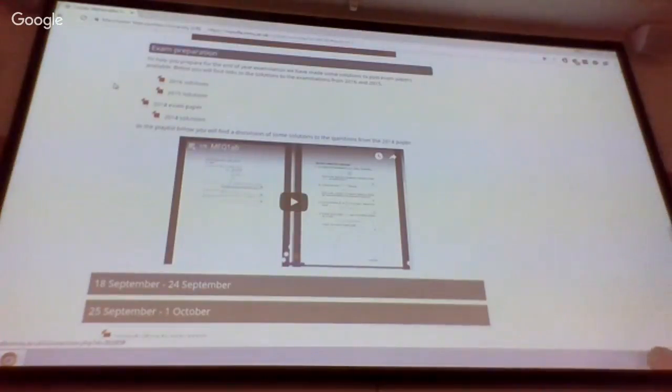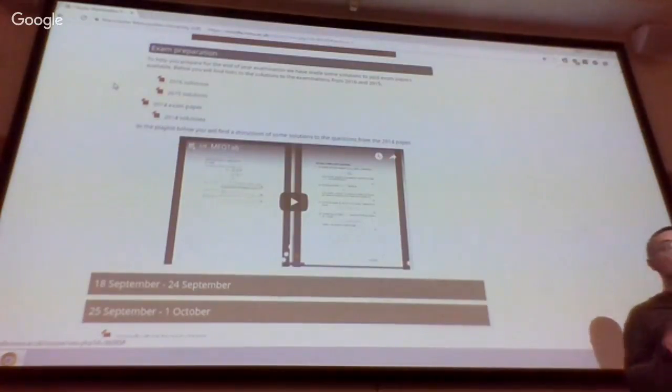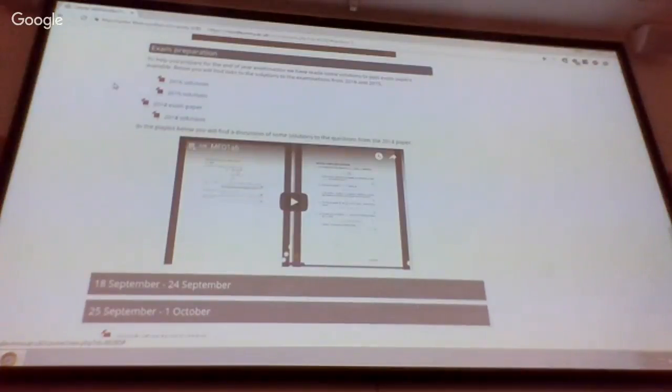And don't just focus on those past papers though. Do go back over all the material in the notes and review all the tutorial questions, I would suggest, so that you have a good thorough coverage of the whole unit.